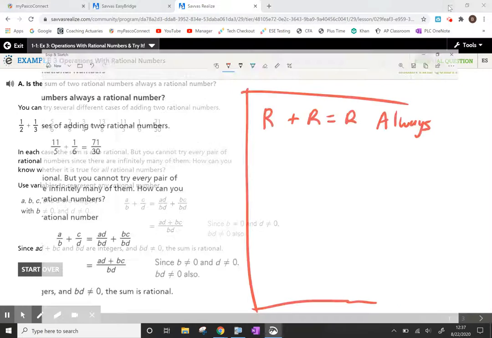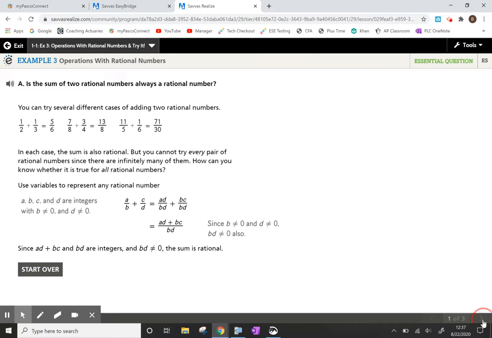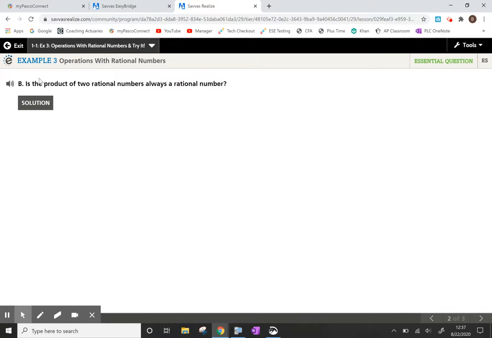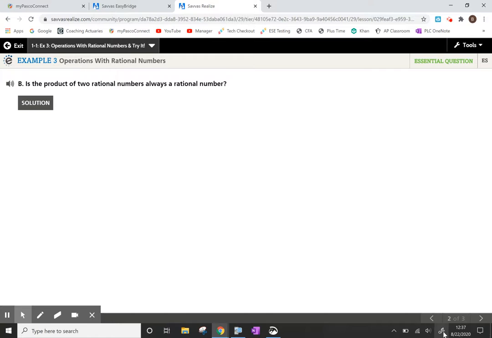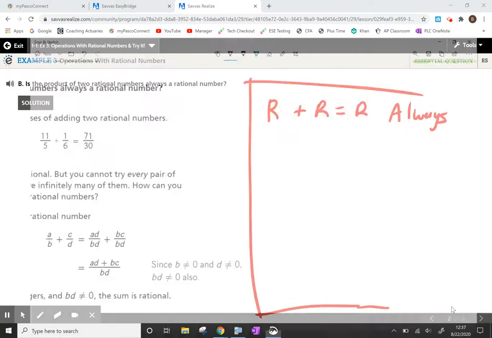All right. So let's move on to the next one. Is the product of two rational numbers always rational? So what that means is if you multiply them together. So let's see, can I open another one? Can I do another one of these? I think I can.